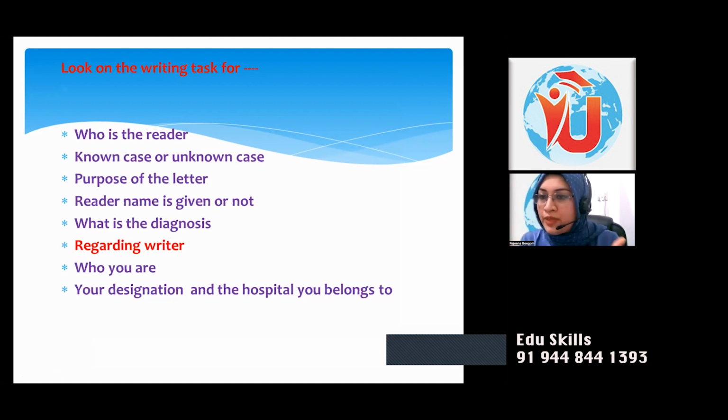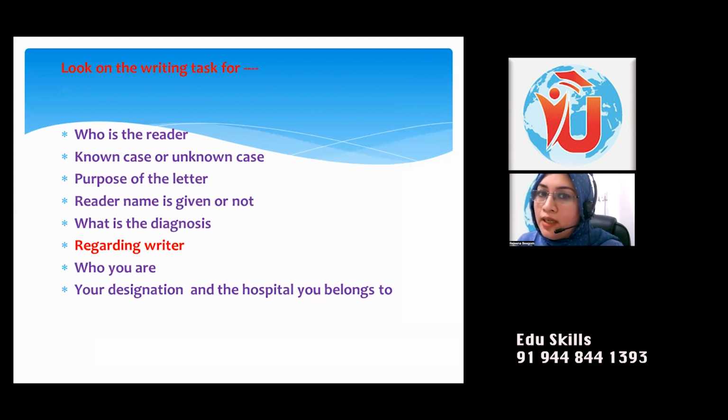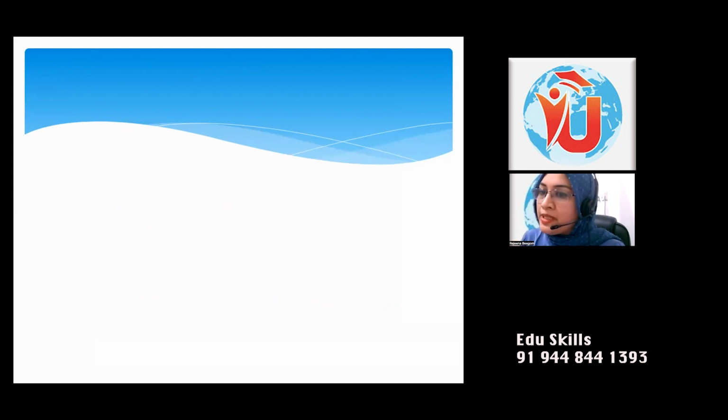Sometimes when the address matches, from there itself we can identify whether it is a known case or an unknown case. Okay, I hope this part is clear. This is a very important part. When you get a writing task, please concentrate on these points and pick them up from the writing task, and it will not take much time to create an excellent purpose paragraph. If our purpose paragraph is very clear and makes sense, they think that the student is able to write.